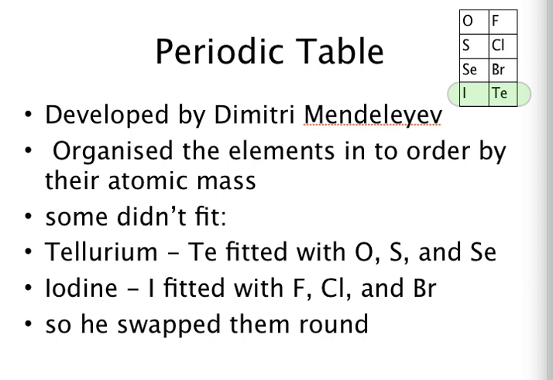So, bravely, Mendeleev decided to swap iodine and tellurium round, so each was in the same group as the elements that form the same number of ions. This makes much more sense.